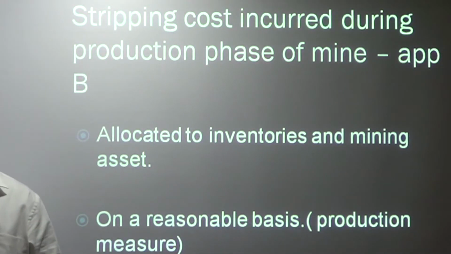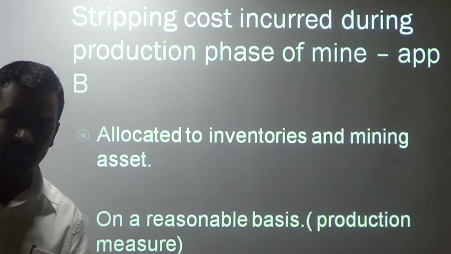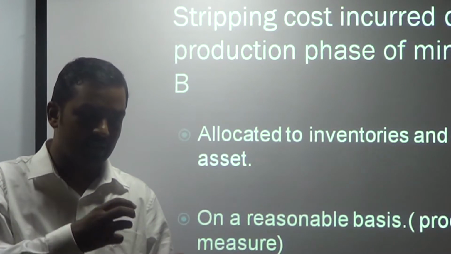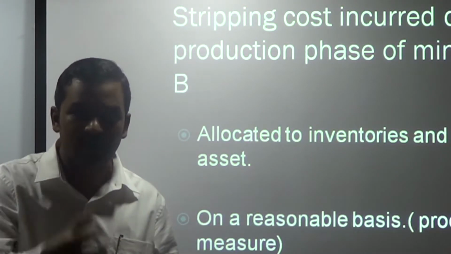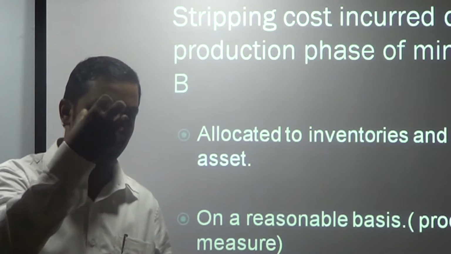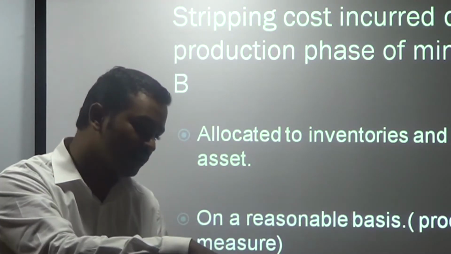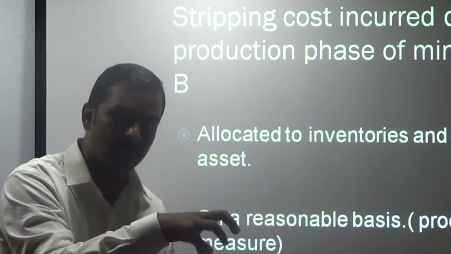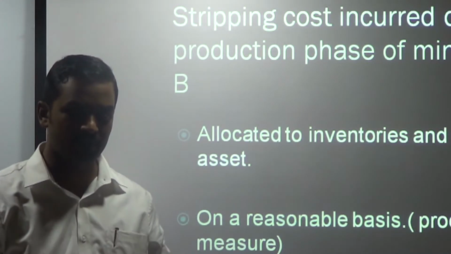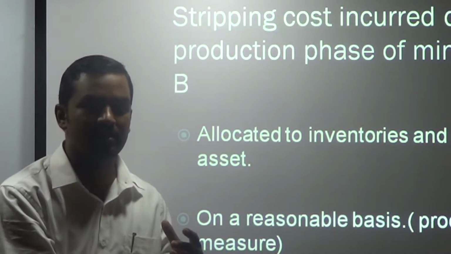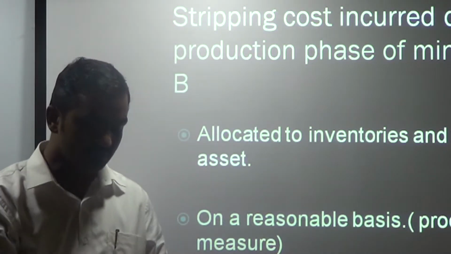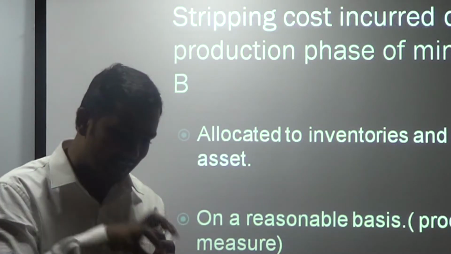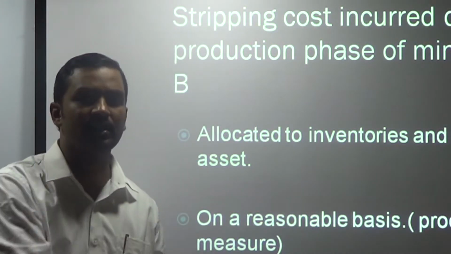Now stripping costs can be divided into two parts: developmental stripping and stripping during the production phase. Now what is developmental stripping? I have explored for coal, I have explored for oil, I have explored for iron ore, and I have found that there is a deposit somewhere. Now to access that deposit of coal, access that deposit of iron ore, I have to remove overburden. It is found beneath the ground. I have to remove the earth, I have to remove trees, I have to remove boulders to get access to that ore. This is called developmental stripping.